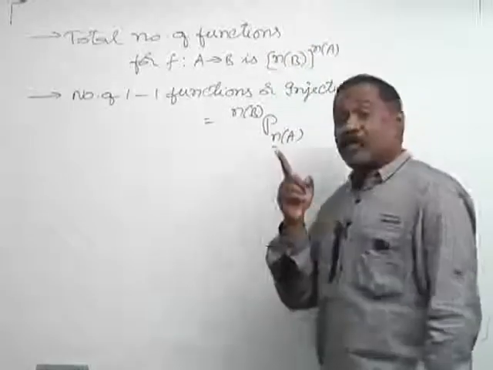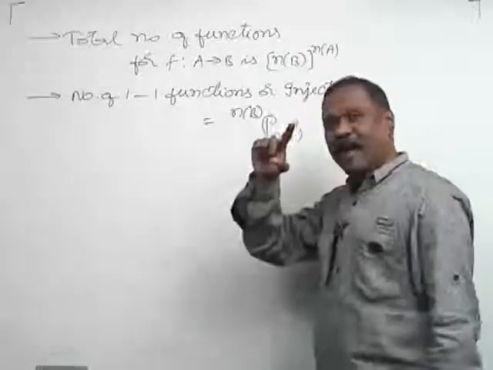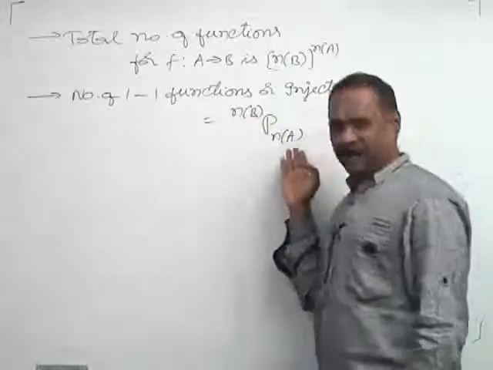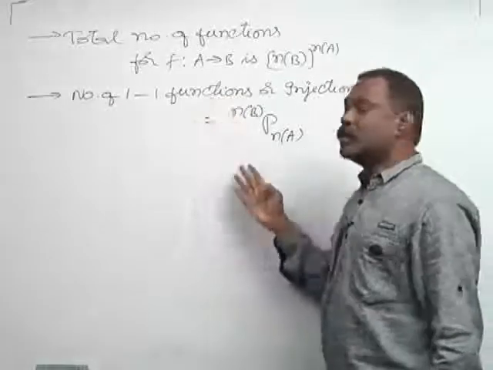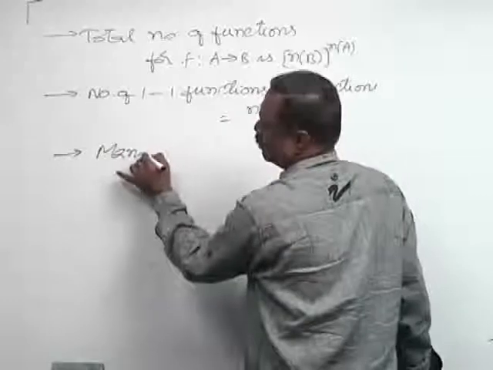And the total number of arrangements of dissimilar things without repetition is nPr, which we have derived, and here it is n(B)P n(A). It is nothing but the number of 1-1 functions. So now, what is the total number of many-one functions?